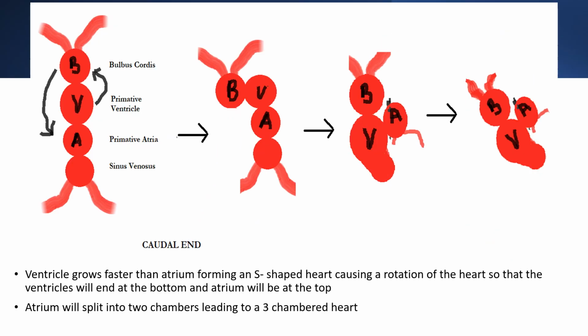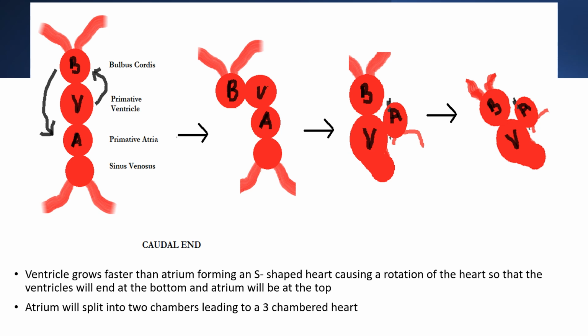Now, as this continues, the bulbus cordis comes down, the ventricle starts moving up, and it pulls the atria with it. And so you can see how it continues to move up. Eventually what you have is this bulbus, the ventricle, and the atria up on top. And what you now have is an S-shaped heart. Blood will be coming in from this side here, atria to the ventricles, and then out.